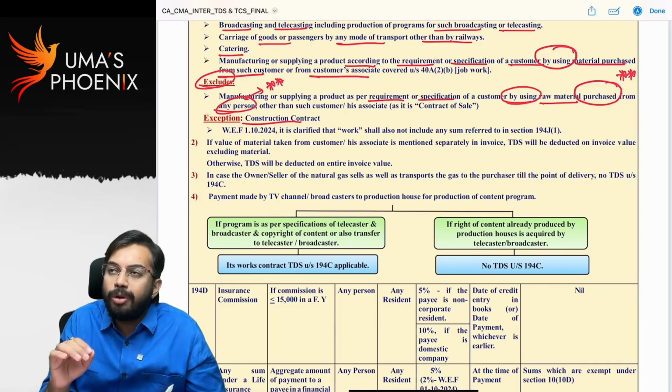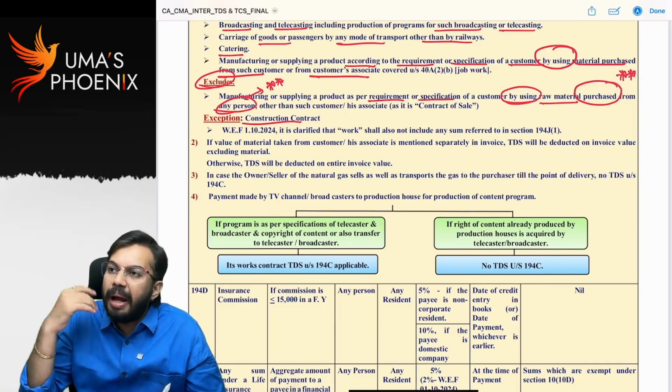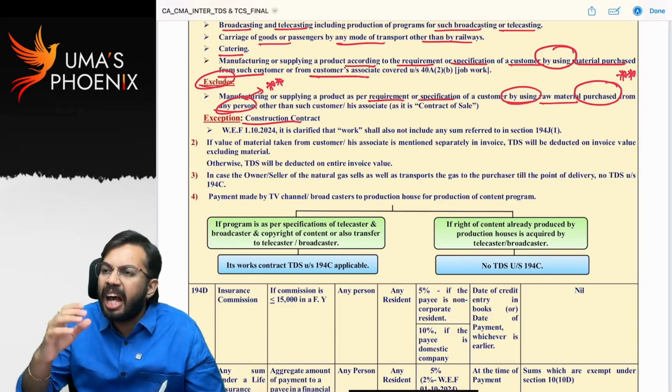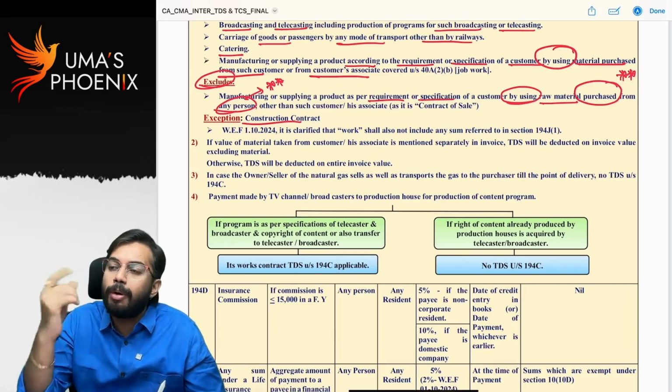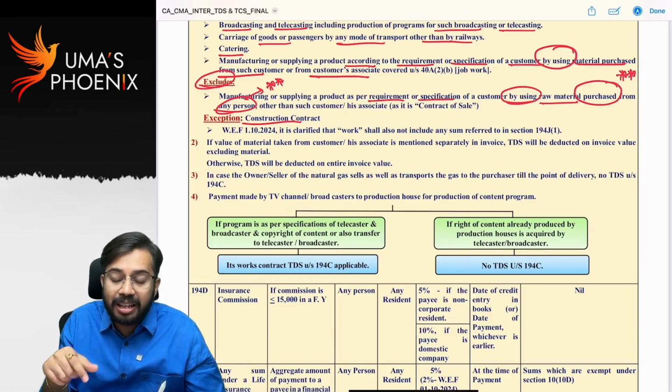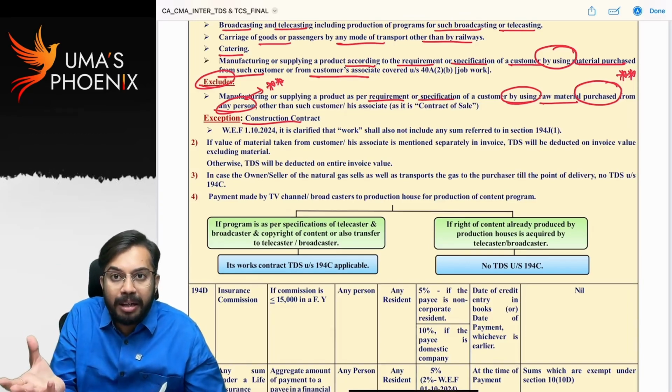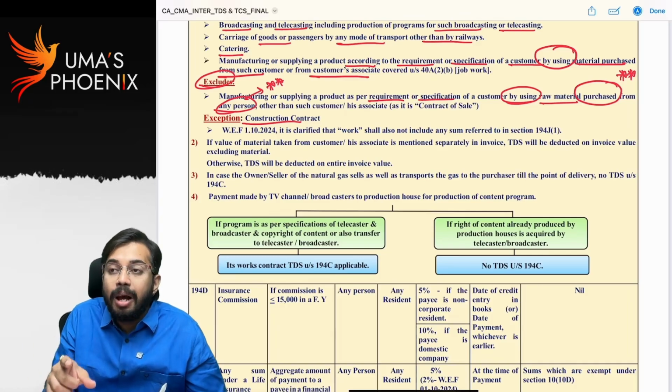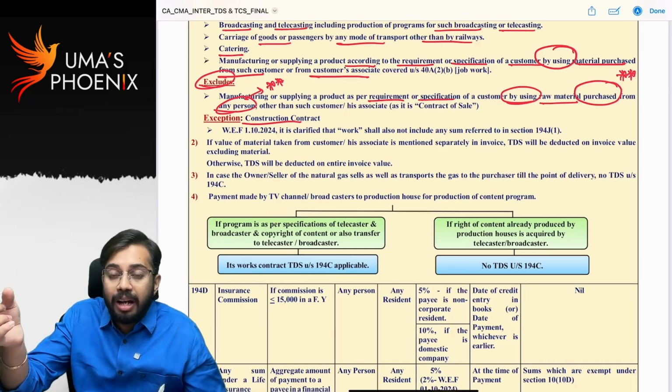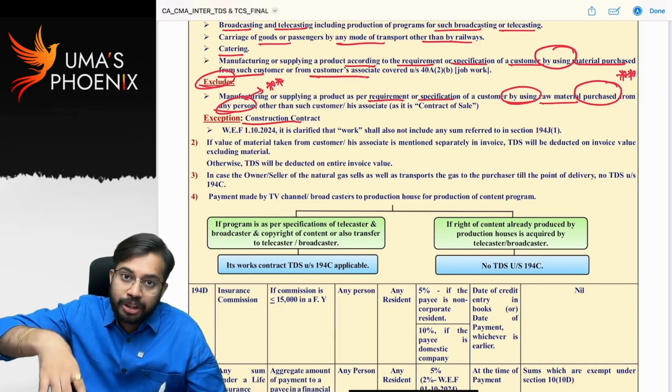Builder came, I told I want 4 floors building, painting, tiles, whatever the bricks, cement, sand, everything you bring, I will give lump sum amount of 1 crore rupees. In this case, material is not provided by me, material is not provided by customer, but material is purchased from third party and that material is used in construction.